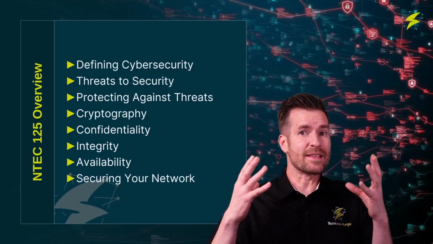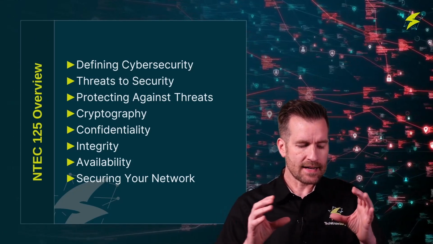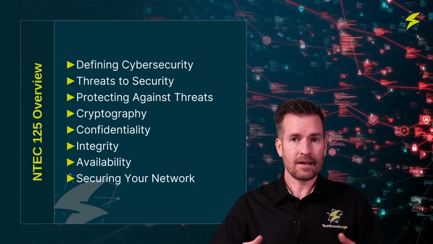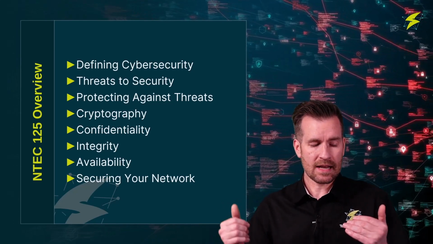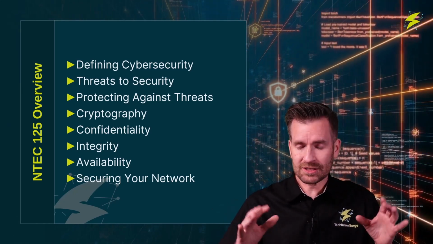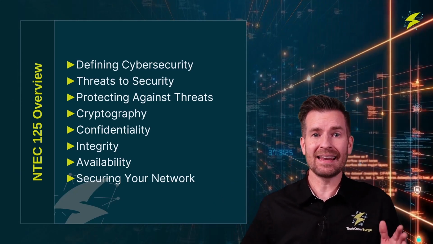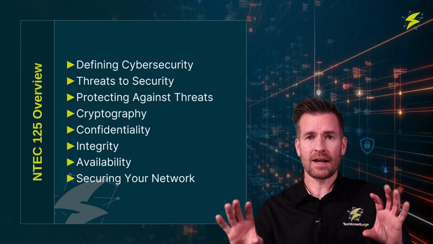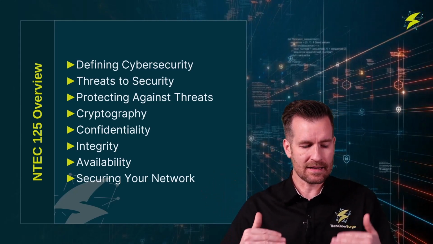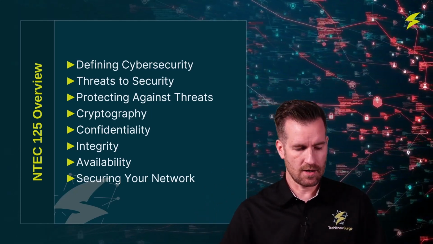Once we've defined what cybersecurity is, then we're going to go into a module that's going to talk about the threats to security. What are the things that threaten confidentiality, integrity, and availability? So we'll talk about those threats, and then in the next module we'll start talking about how do we protect against those threats. It's not going to be an in-depth module, but we'll start by opening up, talking about how do we start implementing different protection in our networks, in our cybersecurity domains.